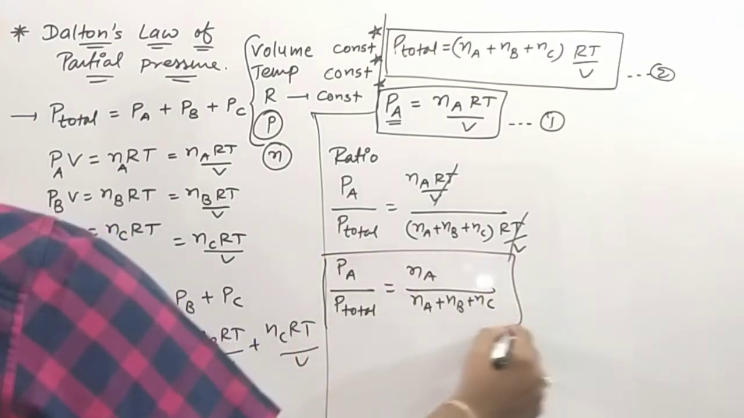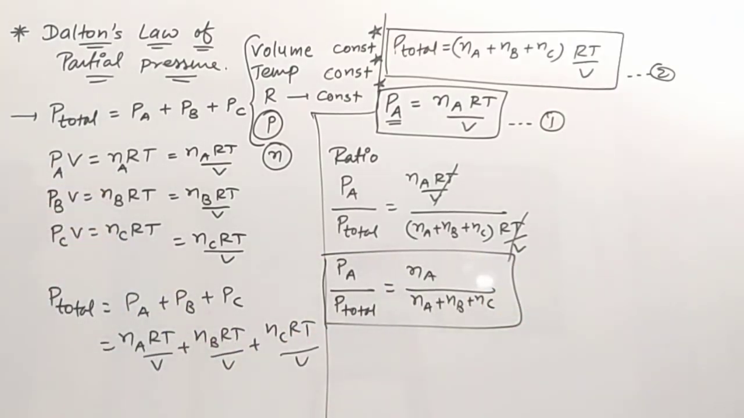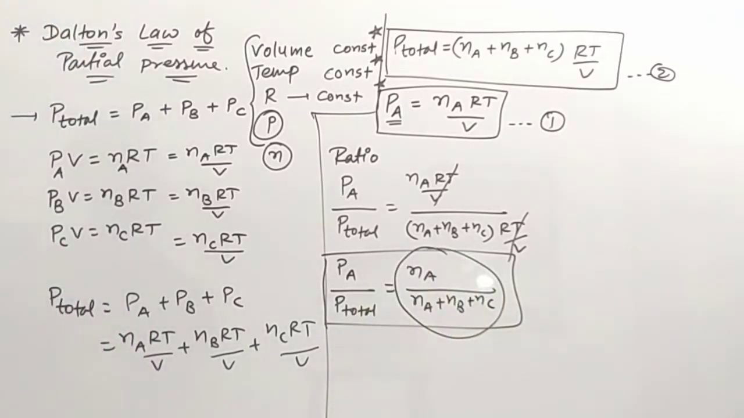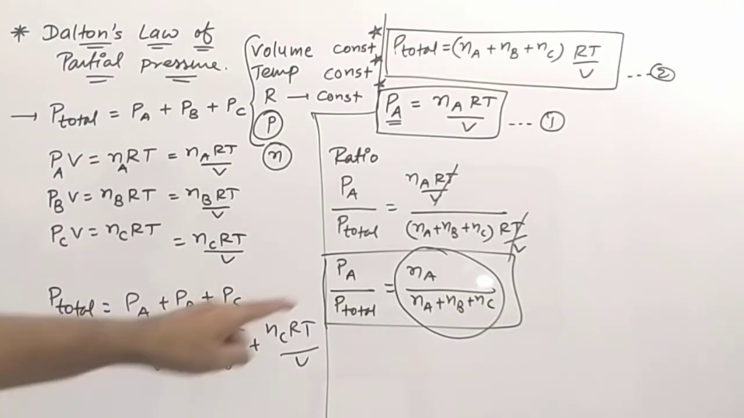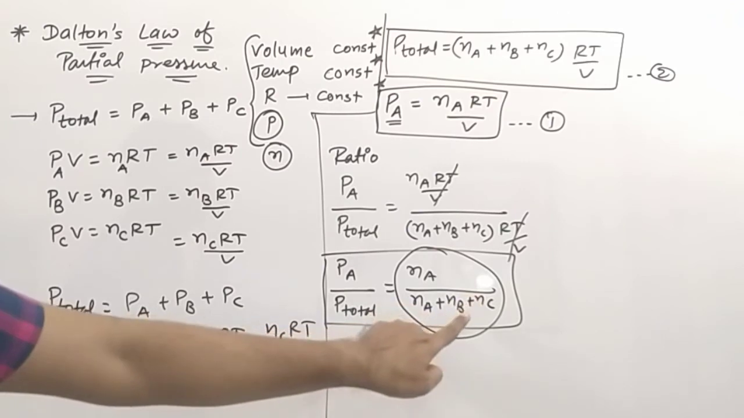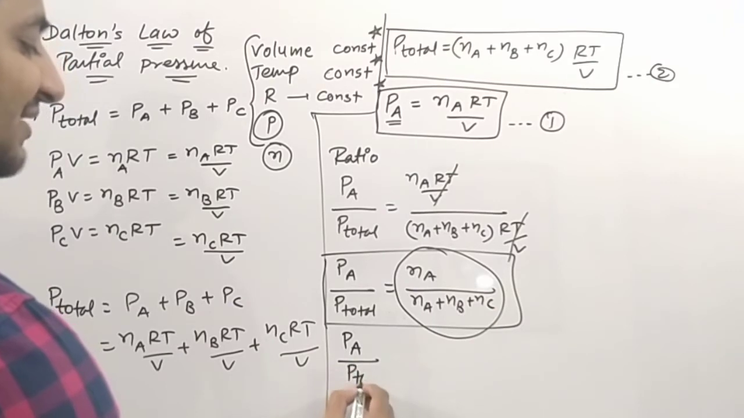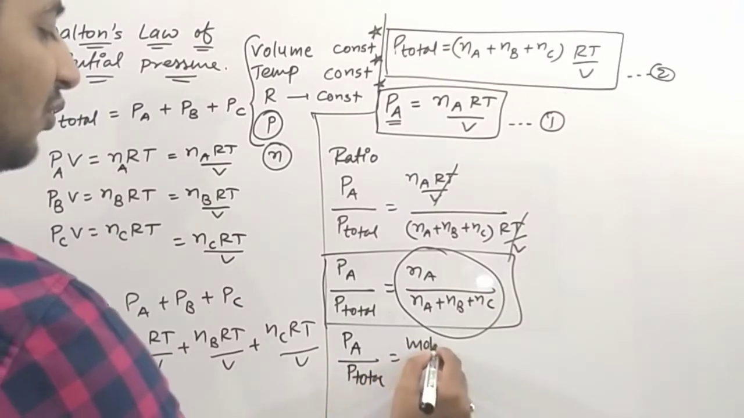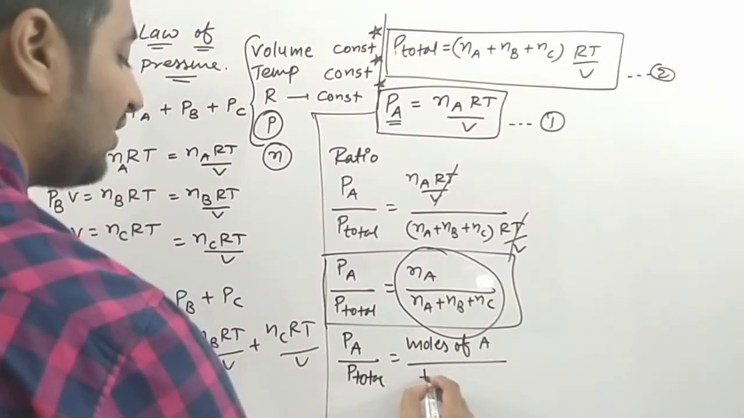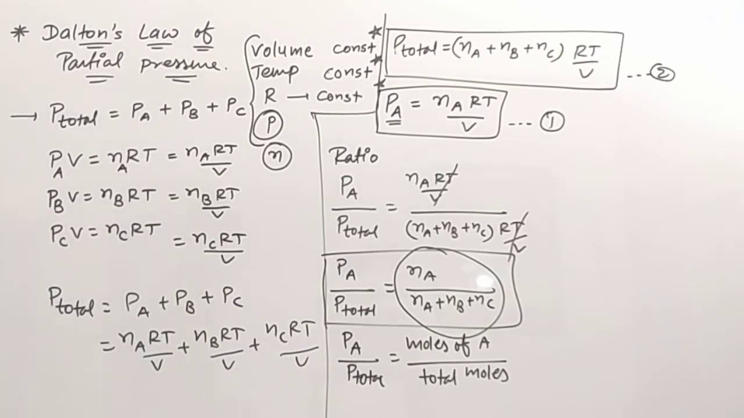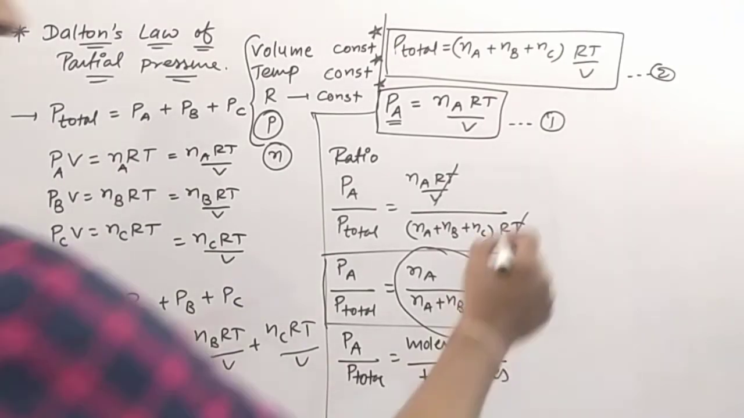Has something struck in your mind or not? If you have done the mole concept with me and concentration with me, you will be that genius to understand this. Can you remember something on the basis of this, my dear student? These are moles of A upon moles of A plus moles of B plus moles of C. So can I write that PA upon P total is equal to moles of A upon total moles? Did you remember something, my children? Moles of A upon total moles means what? Mole fraction. Yes or no?